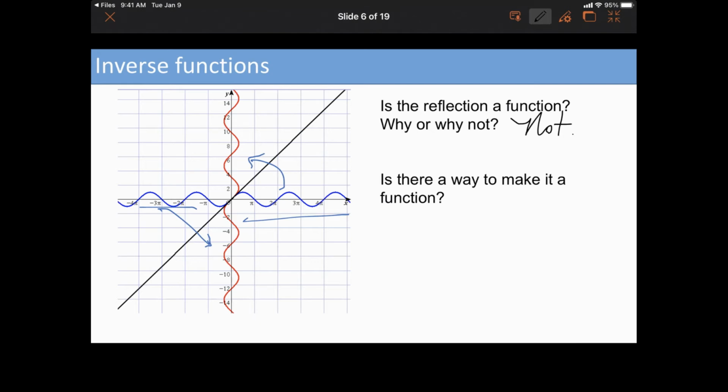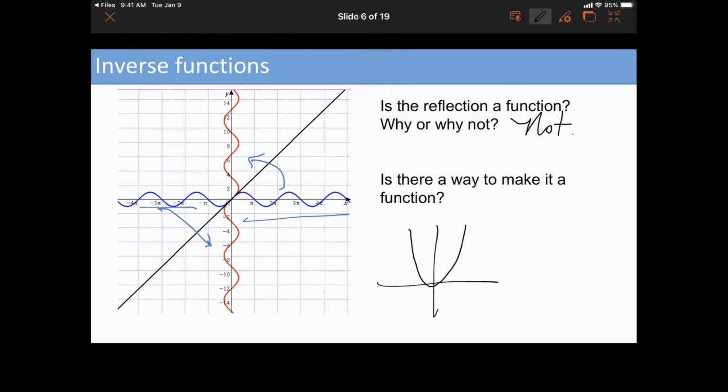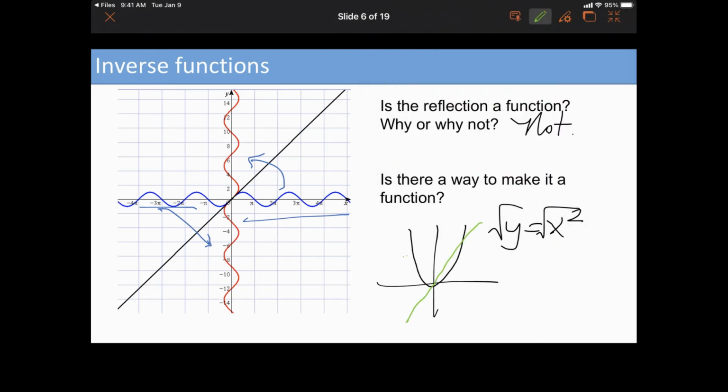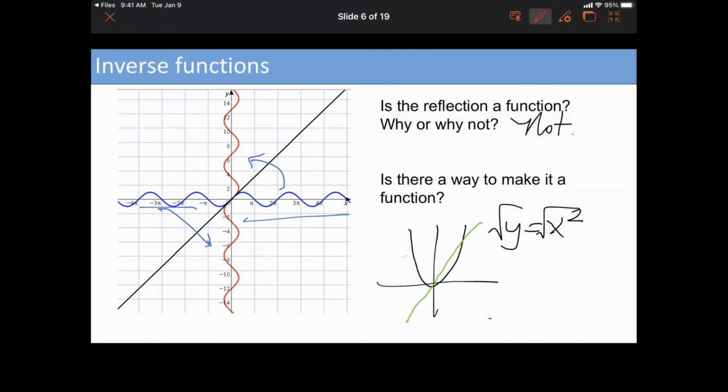Let's see. What if we restrict it? What if we don't do the whole thing? Like parabolas, right? We know a parabola x squared. When I take the inverse of that, we take the square root. But the square root, if I try to reflect that, it would be a U, and that doesn't work, right? That's not a function. But with the square root, we know that square roots can only be positive, so we restrict it, and we only do this top part for the inverse of a square.